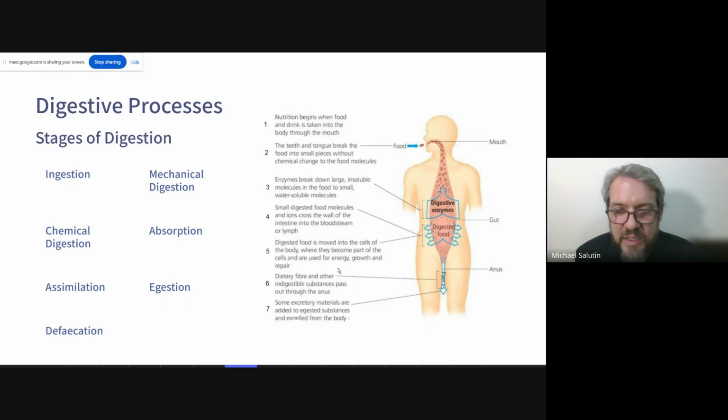Basically, in the stomach, enzymes and hydrochloric acid break down the large insoluble molecules in the food into small water-soluble molecules, and that is the chemical digestion. So that's occurring in the stomach. And remember that the stomach has those special adaptations to protect it from the hydrochloric acid.